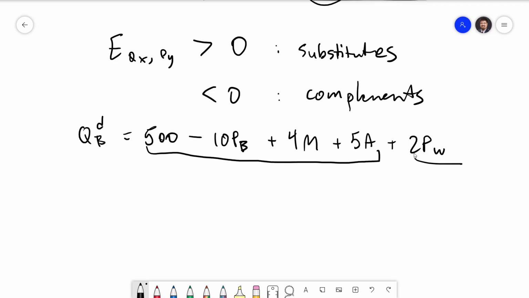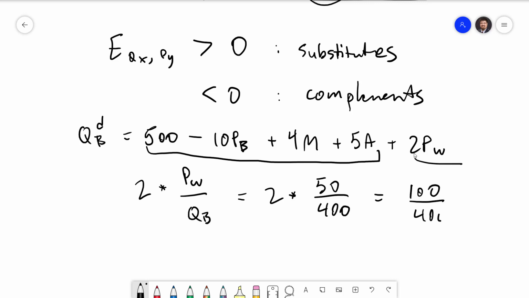The partial derivative with respect to PW here is going to be 2. We now multiply that by our current price of wine divided by the quantity of beer. Suppose those are 50 and 400, which are the values we used a few videos ago. And so what we're going to end up with is 100 over 400, which is 1/4. This is positive, which tells us that beer and wine are substitutes, which should make sense.